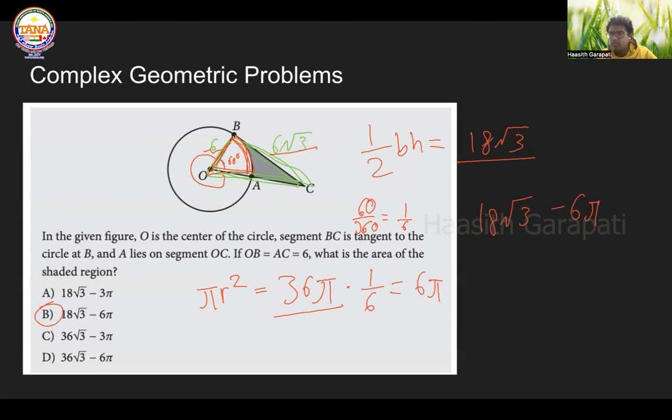All right, seems I have some questions. Avanish, you have a question? Yeah, but like, we don't know the angle is 60 degrees. So how are we supposed to find out the area of the segment?